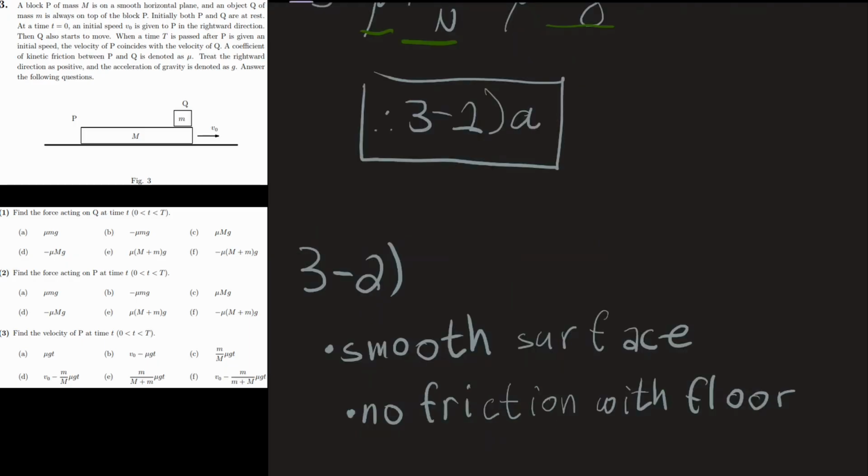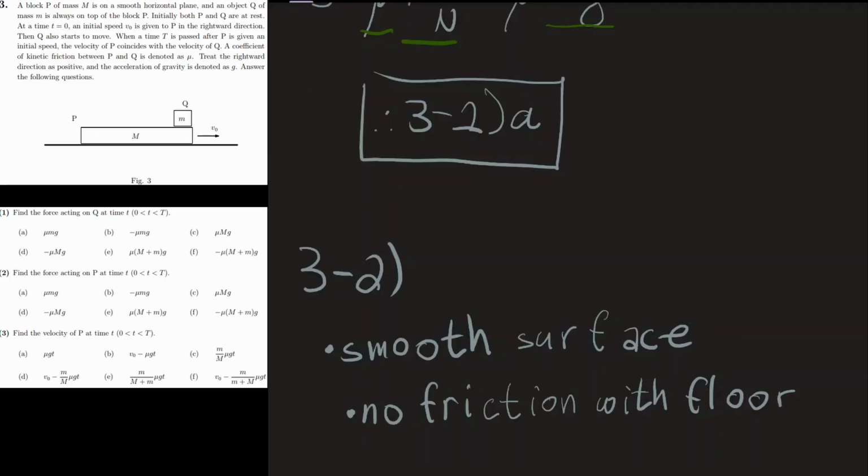Next is part 2, which says find the force acting on P at time t between 0 and big T. So you might think to draw a force diagram here, and in general, it is good practice to do so. However, the answer can actually be found very straightforwardly for this question without a diagram. To start, notice the question says that block P is on a smooth horizontal plane. Since it is smooth, that means there is no friction between block P and the floor. So then, the only horizontal force acting on block P is the force of friction between blocks P and Q.